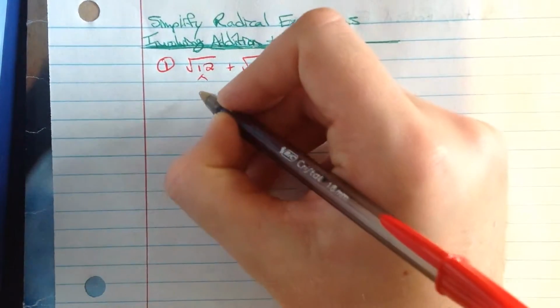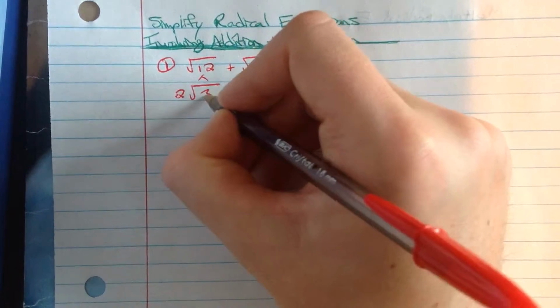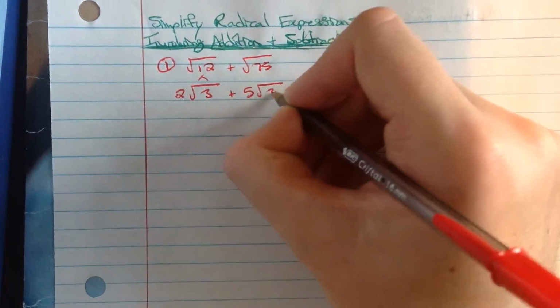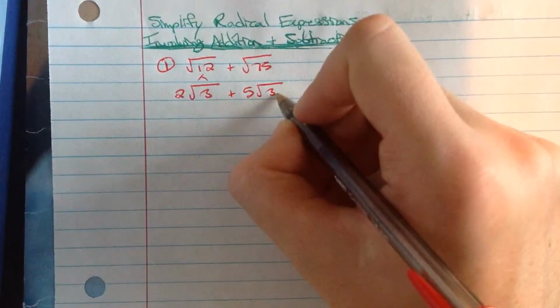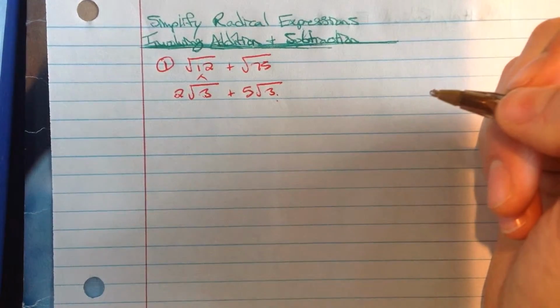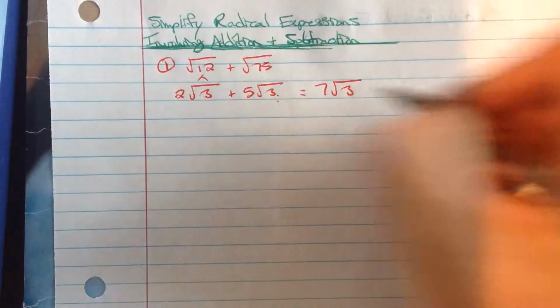So, we first say, well, this one breaks down to become 2 square roots of 3. This one breaks down to become 5 square roots of 3. Now that they have the same thing under the square root, it's kind of like 2x plus 3x. It's the same idea. We have 7 of these square root of 3's.